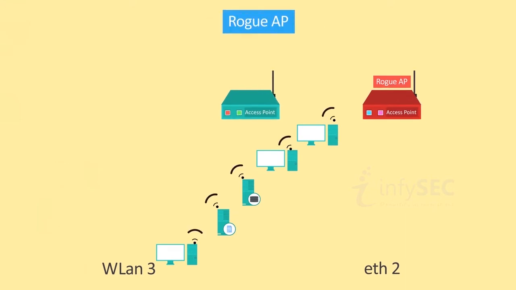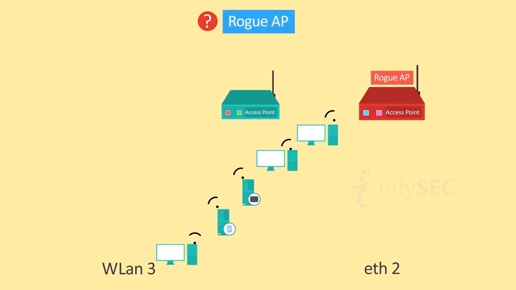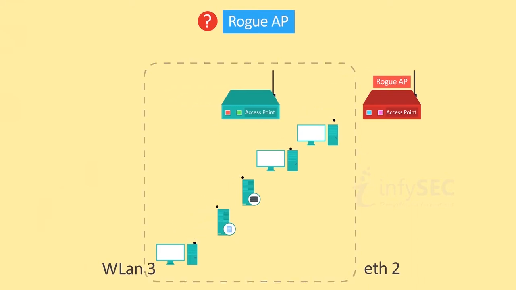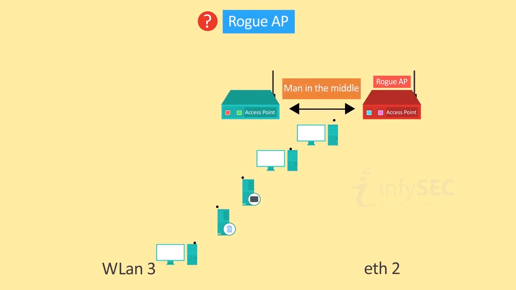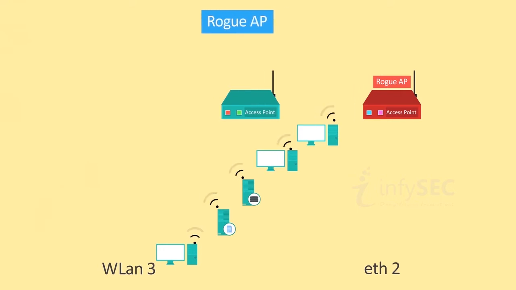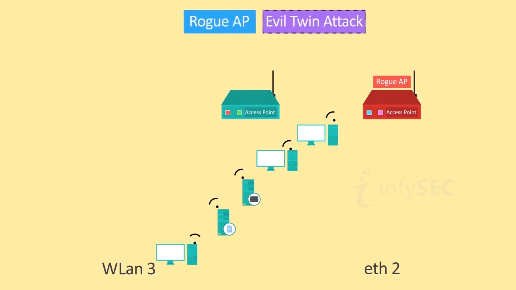Rogue AP attack. First of all, one should know what a rogue AP is. Rogue AP is a Wi-Fi access point that has been installed on a network and allows open communication without requiring a password, acting as a man in the middle between clients and the actual gateway. Another variant of this attack is an evil twin attack. An evil twin is a rogue wireless access point that disguises itself to be a legitimate AP, that is, a rogue AP is set up with the name of a legitimate AP.